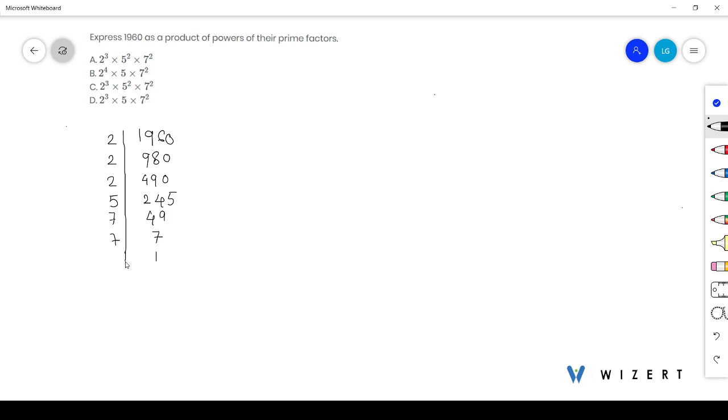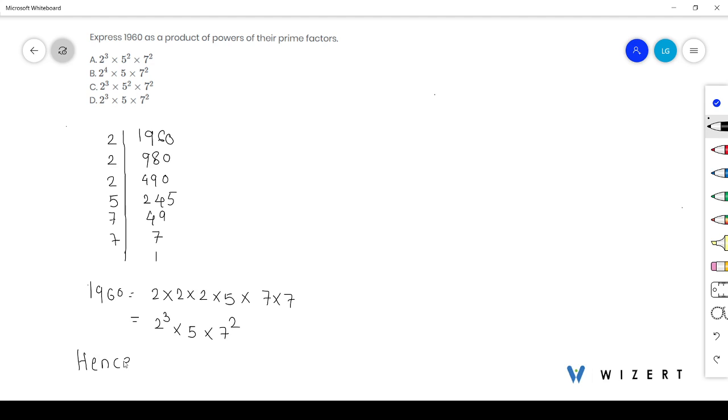So the prime factorization of this 1960 is 2 into 2 into 2, 3 times, into 5 into this 7, 2 times. Now this 2, 3 times means 2 cube, into this 5, 1 time, into this 7, 2 times, means 7 square. Hence 1960 as a product of powers of their prime factors is given by 2 cube into 5 into 7 square.